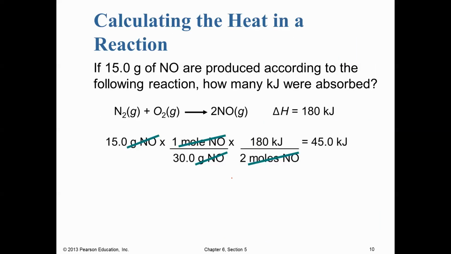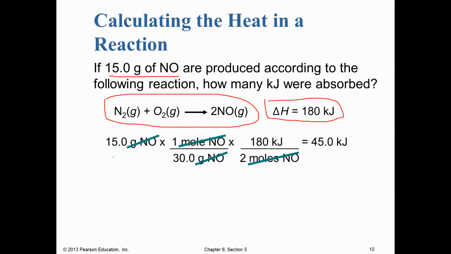So let's take a look at an example problem here. We're actually able to do stoichiometry type problems with this sort of thing. If we have 15.0 grams of NO, how many kilojoules of heat were released? Or excuse me, how many kilojoules of heat were absorbed. So here's our balanced equation. Here is our heat of reaction.